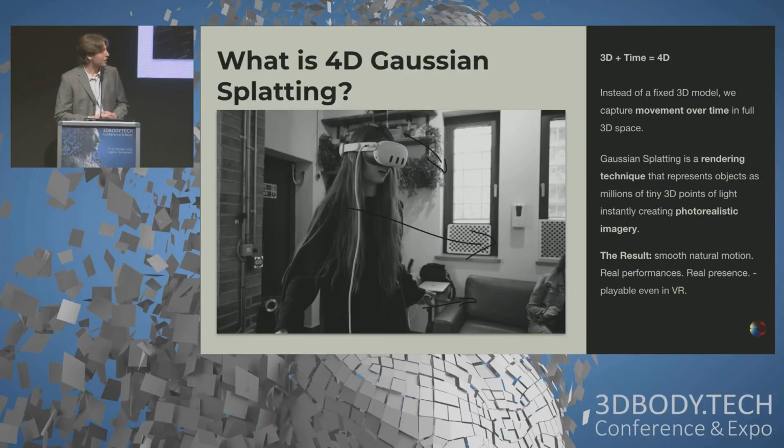So the big question, of course, is what is 4D Gaussian splatting? Gaussian splatting itself is a rendering technique that represents objects as millions of tiny 3D points of light called splats, and they instantly create photorealistic imagery. The result is smooth, natural motion, real performances, real presence, and playable in VR.